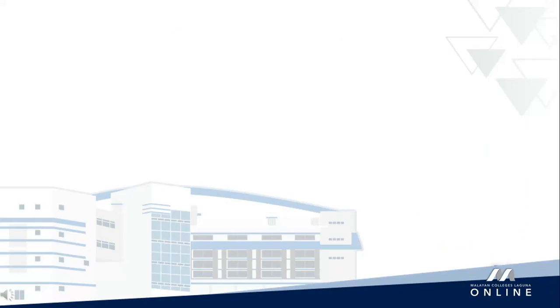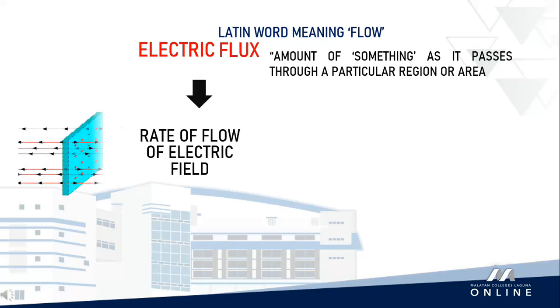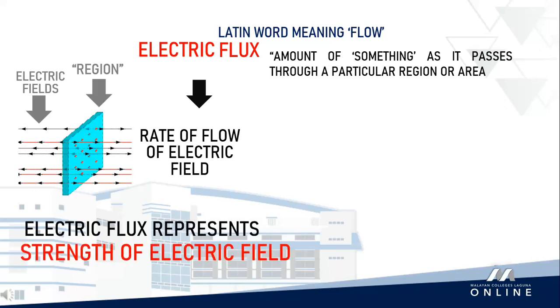The word flux, derived from the Latin word that means flow, is generally defined as the amount of something as it passes through a particular region or area. Thus, we can say that electric flux refers to the rate of the flow of the electric field as determined by the number of electric field or flux lines passing through a given region. When we talk about electric flux, we talk about how strong an electric field is.